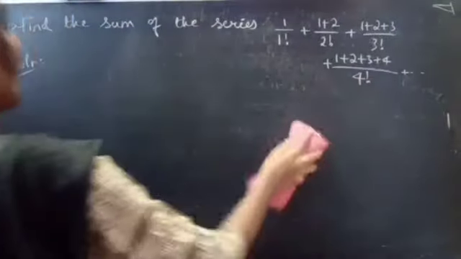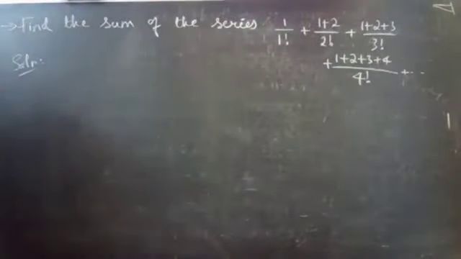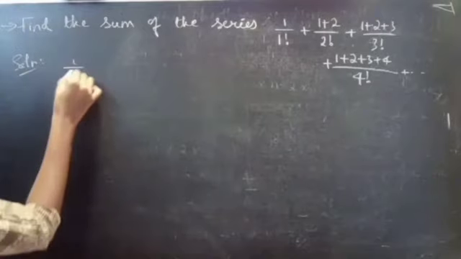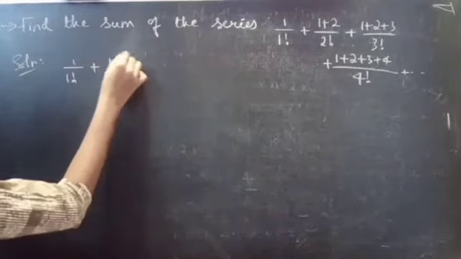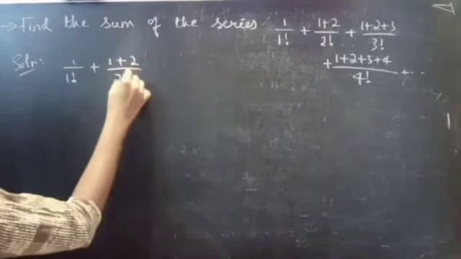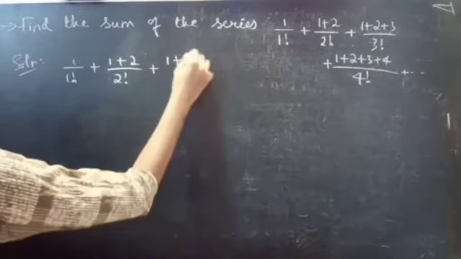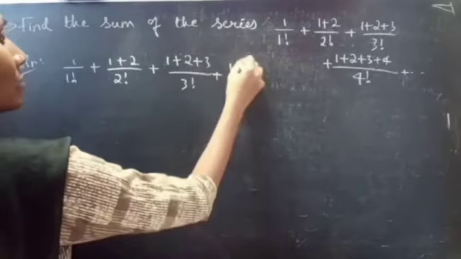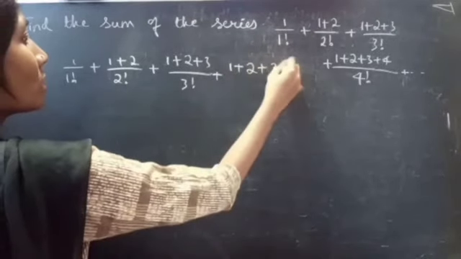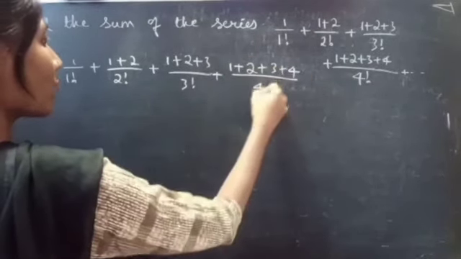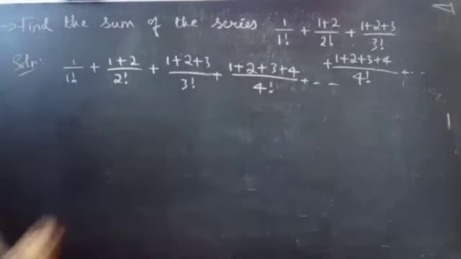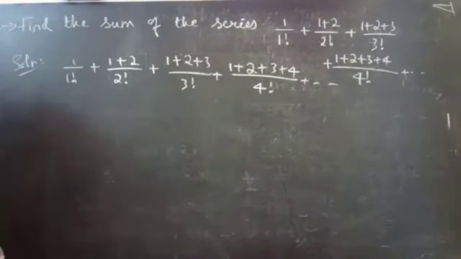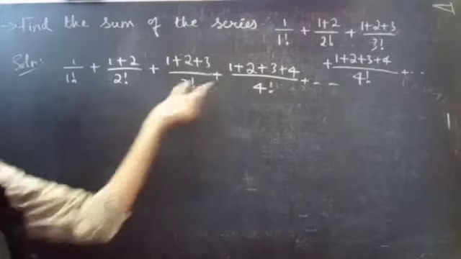Now coming to the problem. We are given the series 1 by 1 factorial plus 1 plus 2 by 2 factorial plus 1 plus 2 plus 3 by 3 factorial and plus 1 plus 2 plus 3 plus 4 by 4 factorial plus so on. Here, how many terms are we having? 1, 2, 3 and 4.